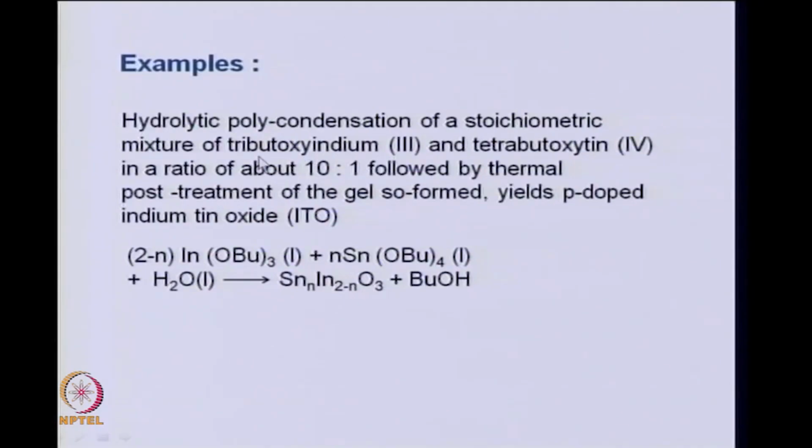Here it is shown as tributoxy indium, and you add to that tetrabutoxy tin. So, you have indium and tin in a ratio of 10:2, and then you heat it so that you get the gel, and this will lead to doped indium tin oxide. So, that is the reaction shown here, where you have the tributoxy indium reacting with the tetrabutoxy tin to give you indium tin oxide, which is a very important material.